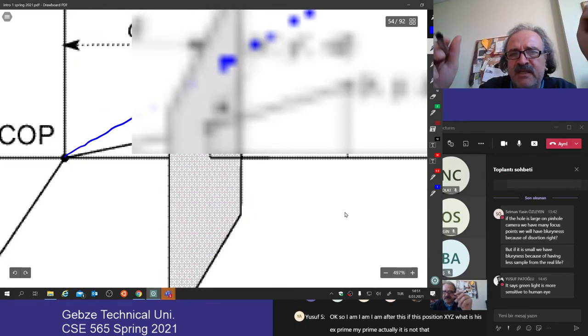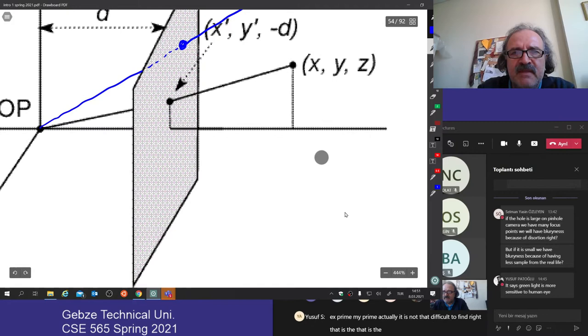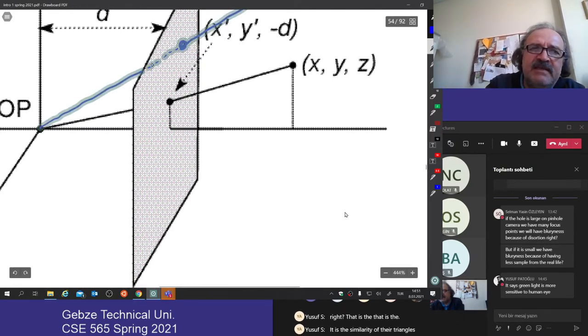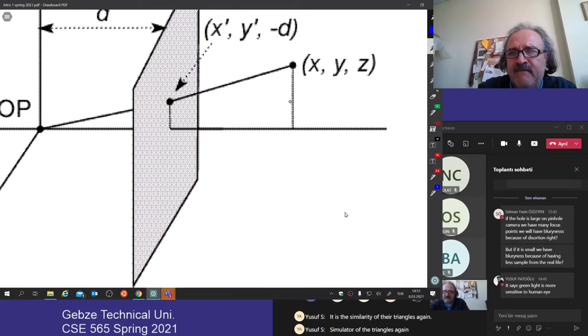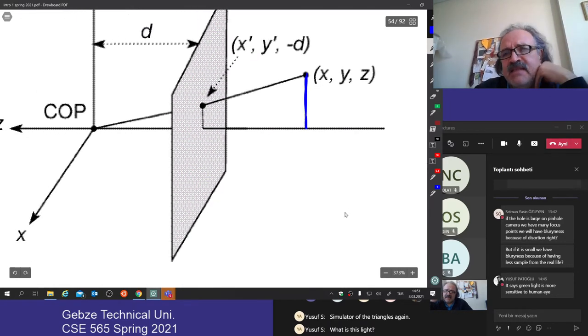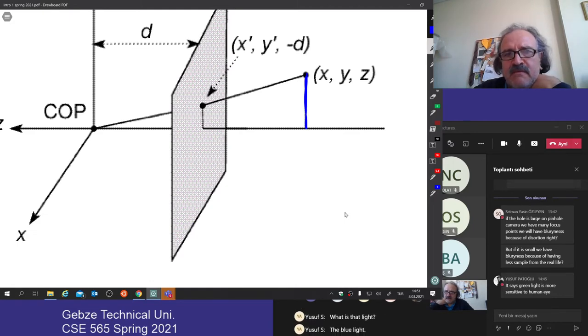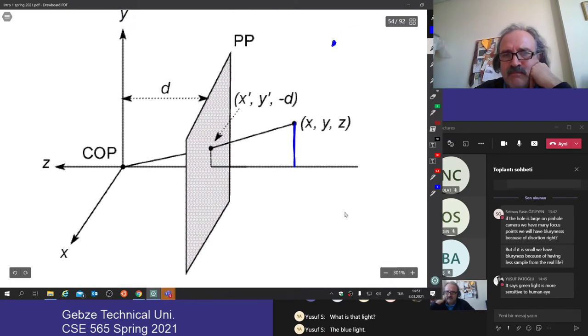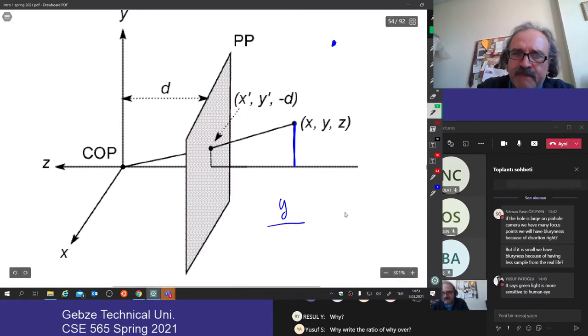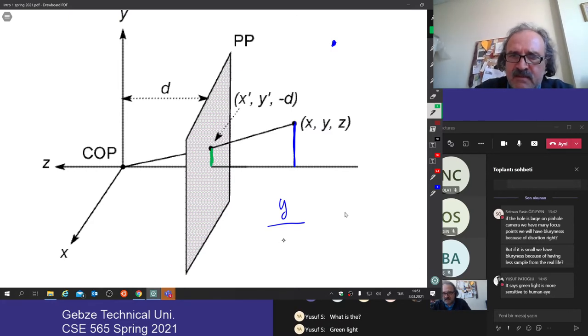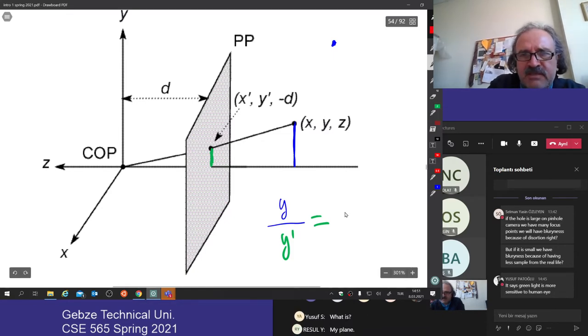Actually, it is not that difficult to find, right? It is the similarity of the triangles again. Similarity of the triangles again. What is this length? What is that length? The blue length? Y, right? The ratio of Y over what is the green length? Ratio of Y over Y prime is equal to, let me use the red. What is this?